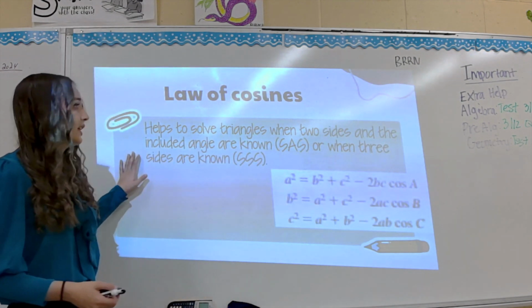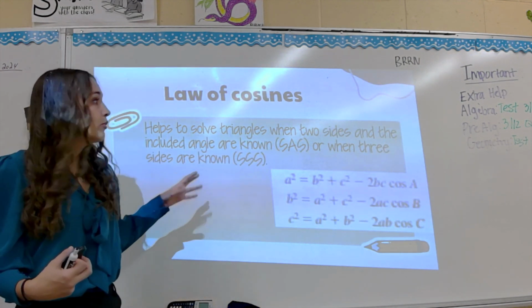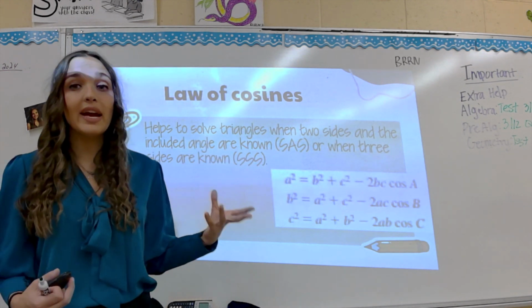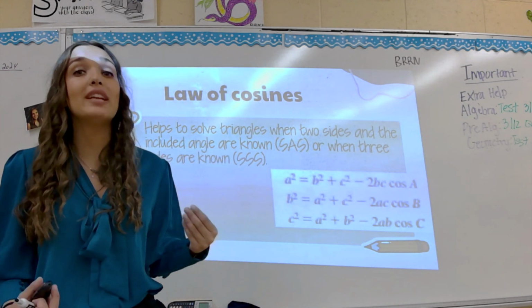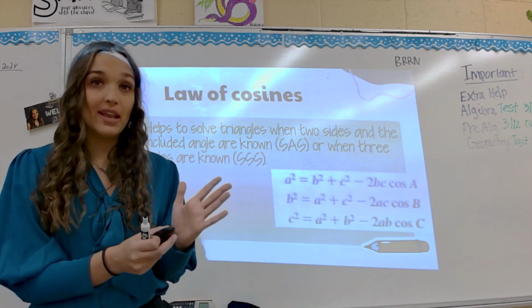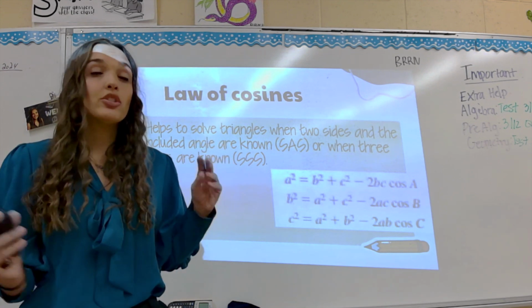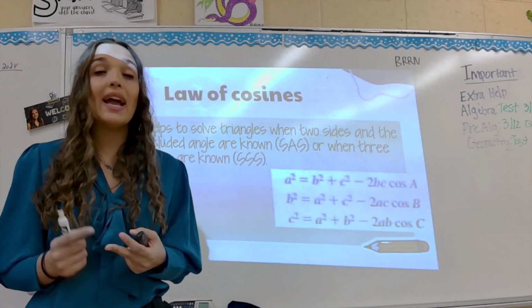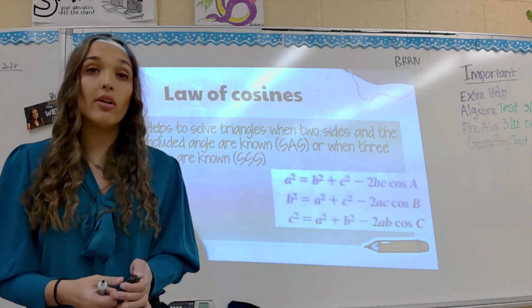So the law of cosines is solving triangles when we have side, angle, side, or side, side, side. The important part here is side, angle, side. It has to be that included angle. It has to be a side with the angle in the middle with the side. So what I like to think about, if it's not side, angle, side, it's not side, side, side, I have to use my law of sines.